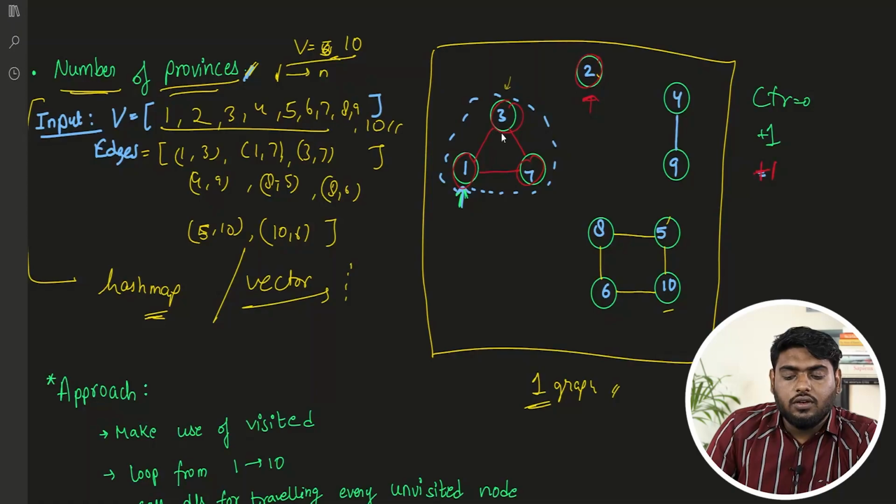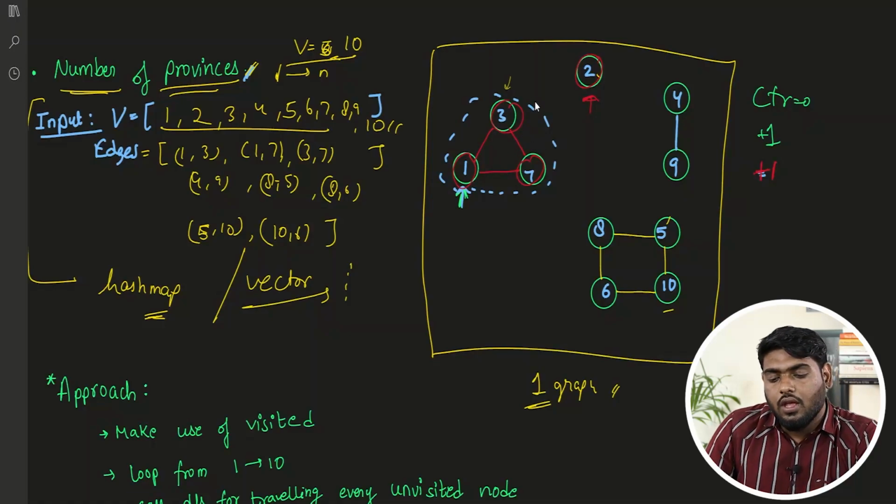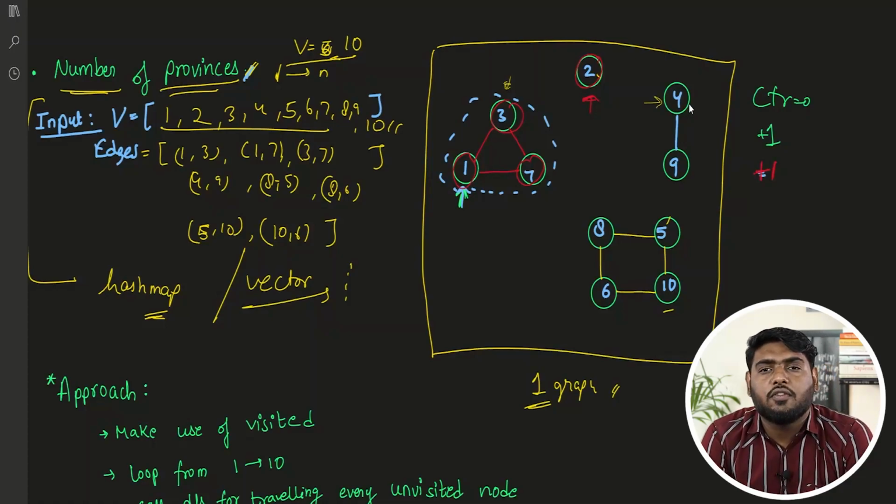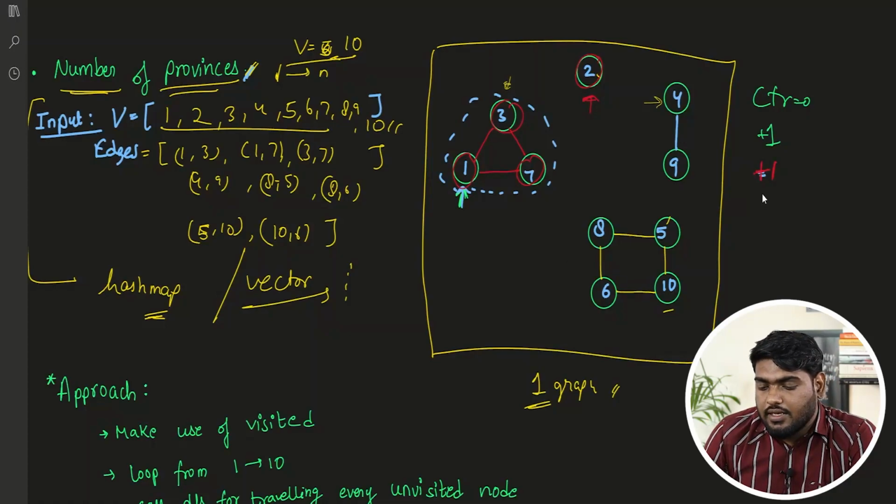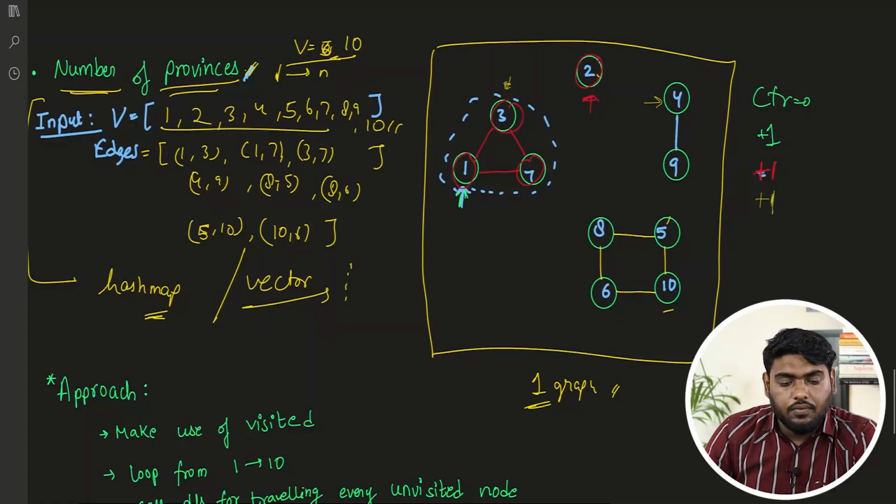Once we go to 3, 3 is actually already visited. We need not count or call the function DFS here. That means 3's work is done. I'll go to 4. What will happen with 4? Counter will be increased here.